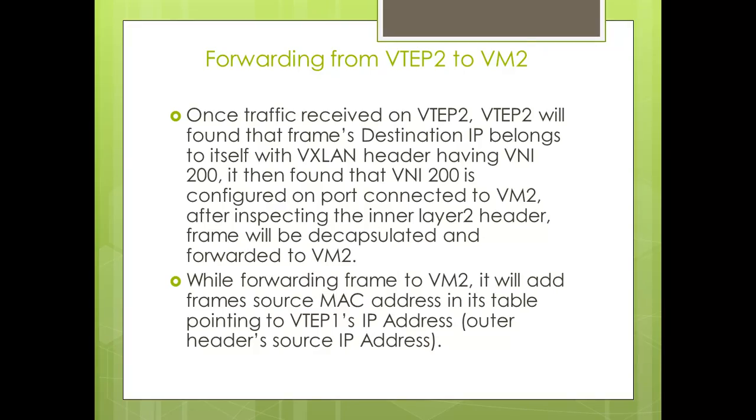Forwarding from VTEP2 to VM2. Once traffic is received on VTEP2, VTEP2 will find that the frame's destination IP belongs to itself, with the VXLAN header having VNI 200. It then finds that VNI 200 is configured on the port connected to VM2. After inspecting the inner layer 2 header, the frame will be decapsulated and forwarded to VM2. While forwarding the frame to VM2, it will add the frame's source MAC address in its table pointing to VTEP1's IP address, or the outer header's source IP address.